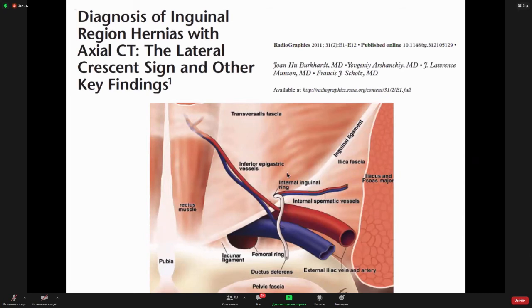And then Marcelo did a very nice job for me showing all the triangles and everything that we should have. But the most important part to understand the CT anatomy is the vascular anatomy. Understand where the inferior epigastric vessels are and where the external iliac vessels or the femoral are. You can call it whatever you want.